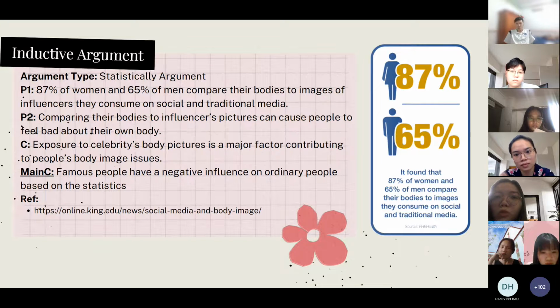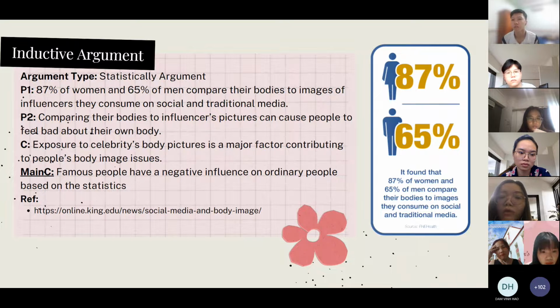In the conclusion, we did not accuse famous people of posting these pictures, but moreover, we would like to point out that posting edited pictures without providing the information that they are edited can cause certain negative influence on the audience.